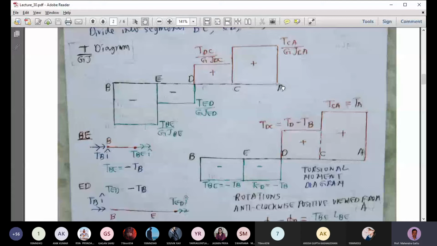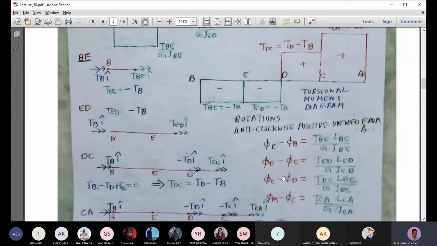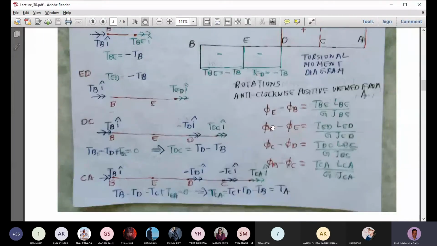So if you want to find the total twist happening between A and B, we can sum up all these terms. Then what will happen? Phi E will cancel, phi D will cancel, phi C and phi C will cancel.